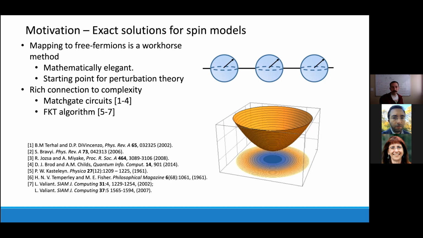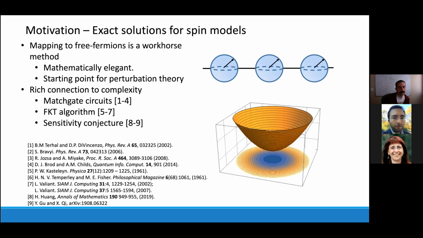Free fermions also appear in the so-called FKT algorithm, for Fisher, Kasteleyn, and Temperley, to count the number of perfect matchings in a planar graph. There's also the sensitivity conjecture. It turns out that free fermions make a strange appearance in the solution to the sensitivity conjecture, which is a conjecture from computer science about Boolean functions. You can read more about that in this paper, reference 9 here. In all of these connections, graph theory actually plays a central role, and that's what we're going to focus on here in this talk.